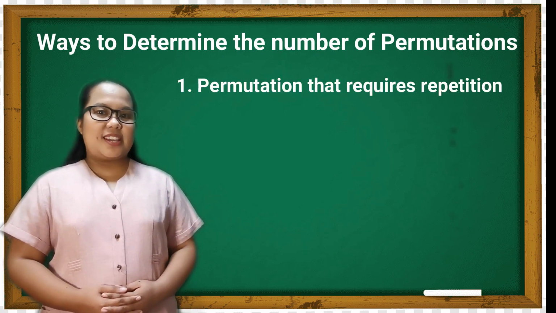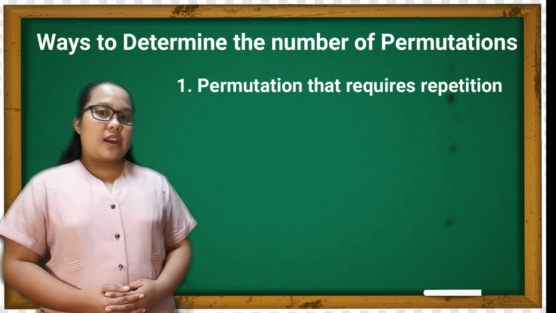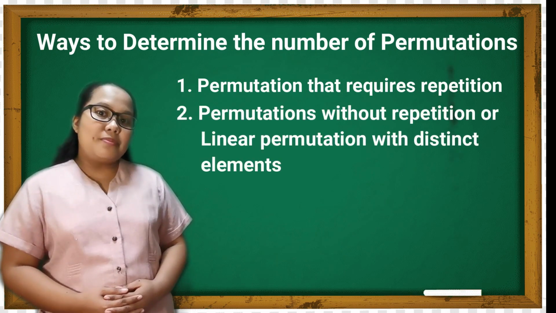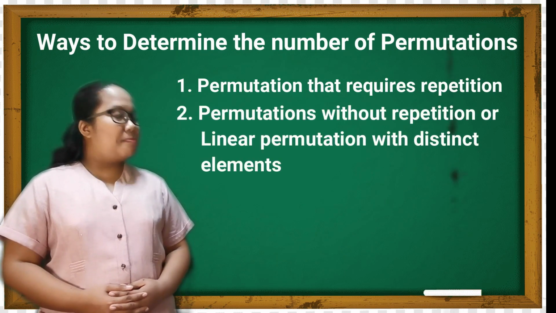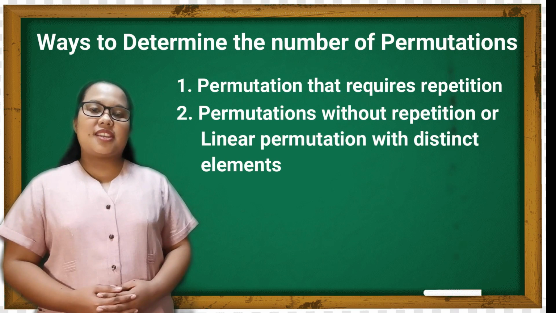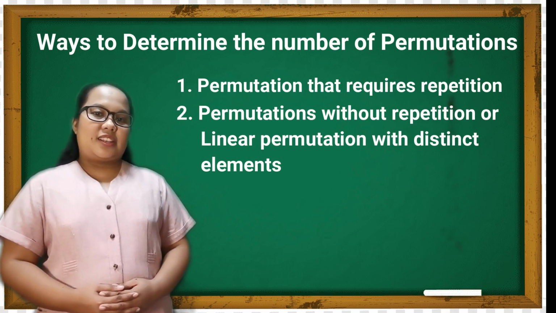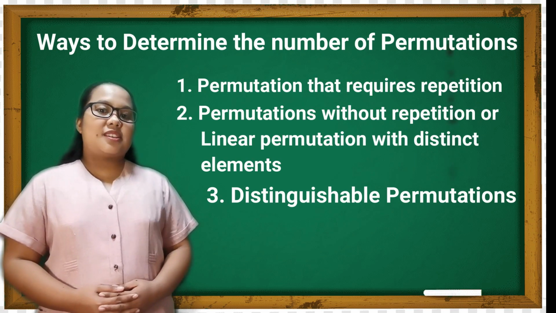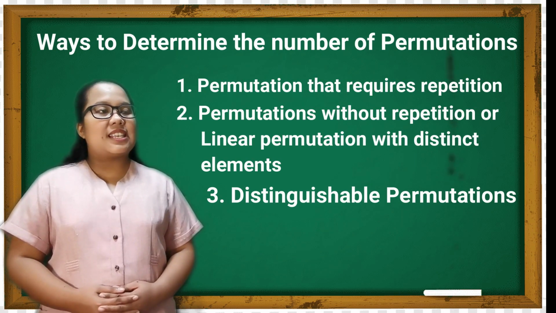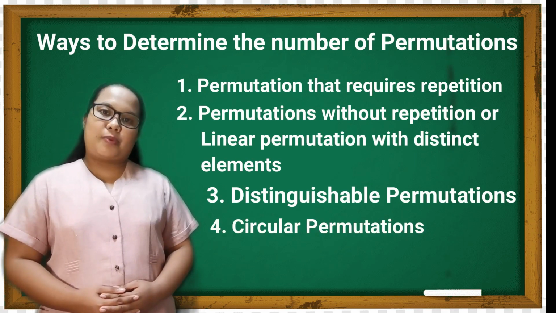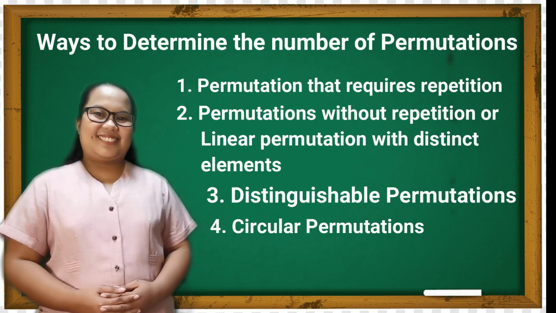These are the ways to get the number of permutations. First, permutations that require repetition. Permutations without repetition or linear permutations with distinct elements. It can also be distinguishable permutations and circular permutations. For the next lesson, we will be having the different formulas that can help us easily solve these permutations.